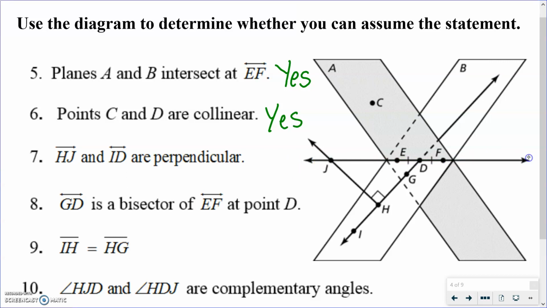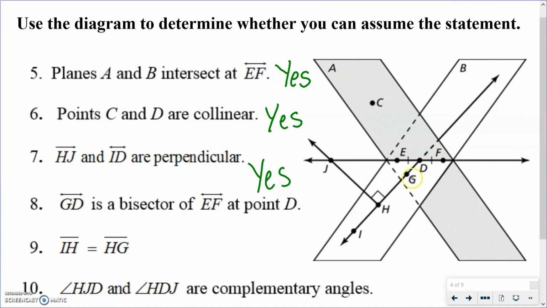HJ and ID are perpendicular. So here's HJ, and here's ID. And there is one right angle marked right there. So the answer to this is yes, because if 2 lines intersect and there's one right angle, that means there's 4 right angles.